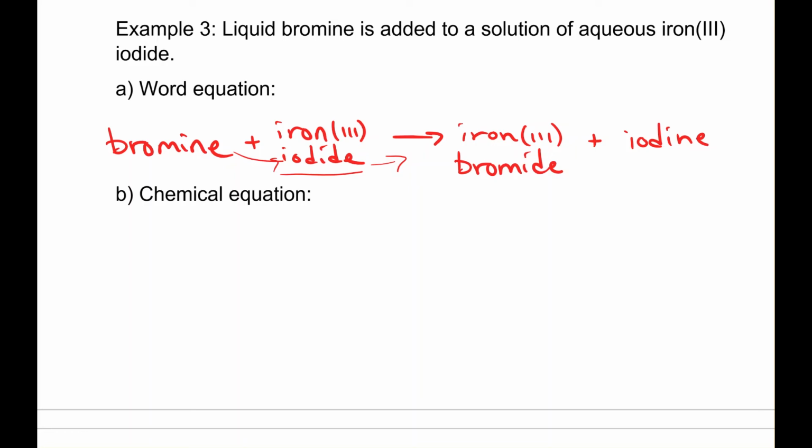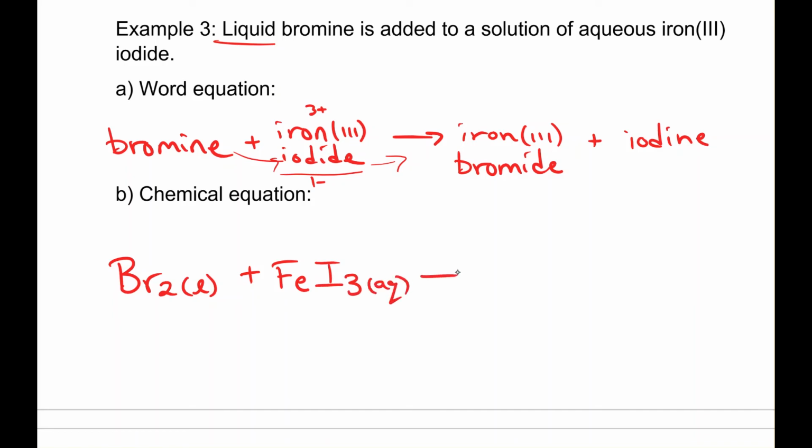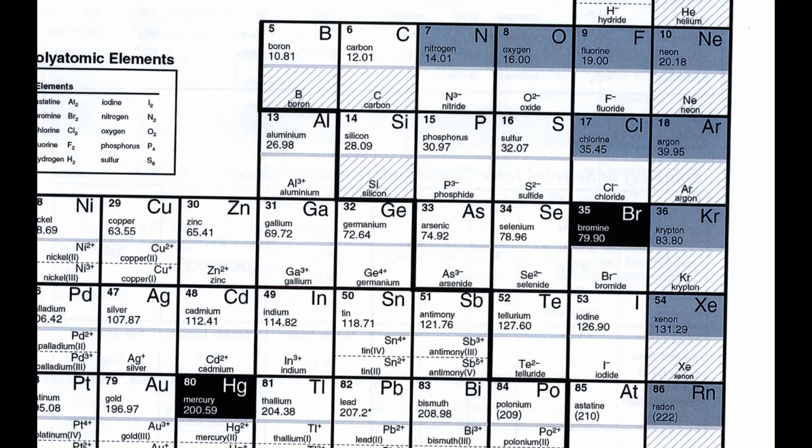Let's turn these words into formulas. Bromine is Br2, and it said it was a liquid bromine. It's reacting with iron 3 iodide. Iron 3 is 3 plus, iodide is 1 minus. So we need FeI3, and it says it's a solution or aqueous. So we're going to get iron 3 bromide. Again, 3 plus 1 minus. So FeBr3.